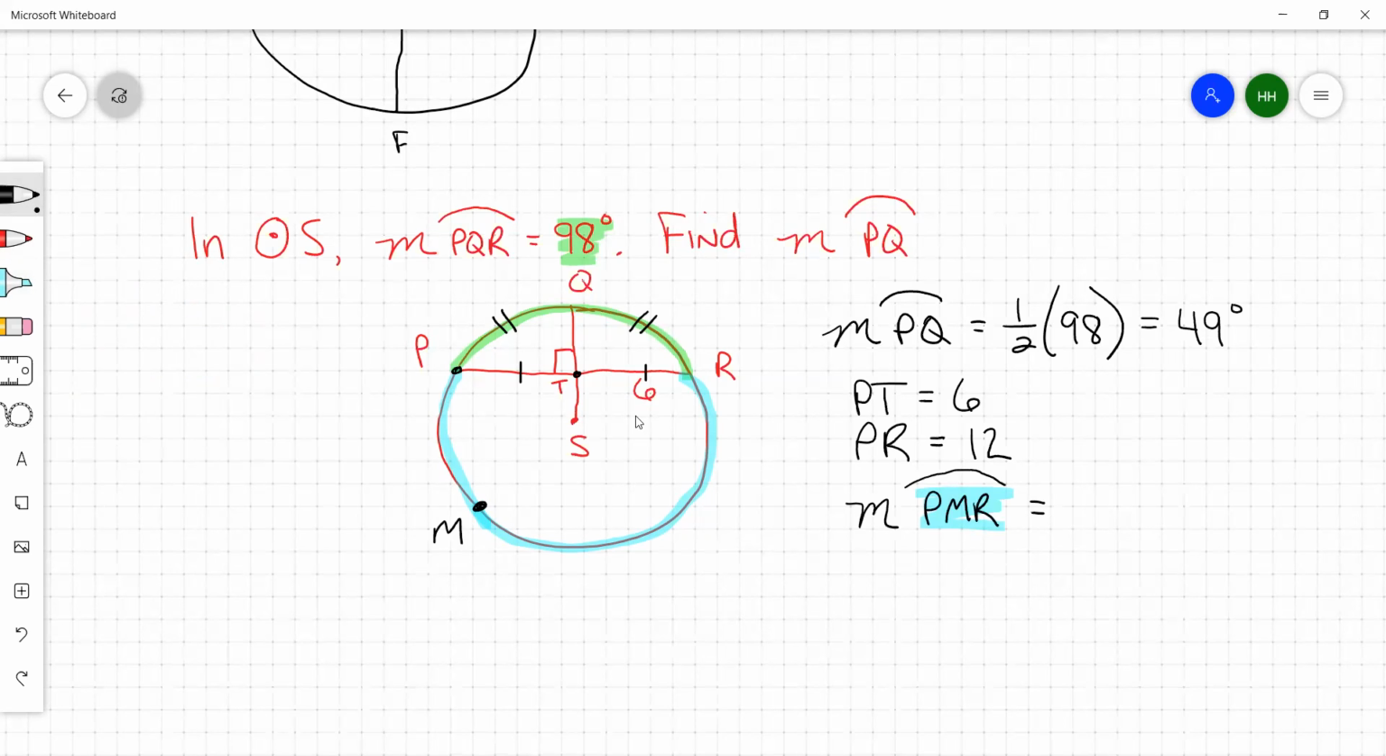The green arc and the blue arc need to sum 360 because they complete the circle. So the blue arc would be equal to 360 minus the green arc, which was 98. So 360 minus 98. I got 262 degrees.